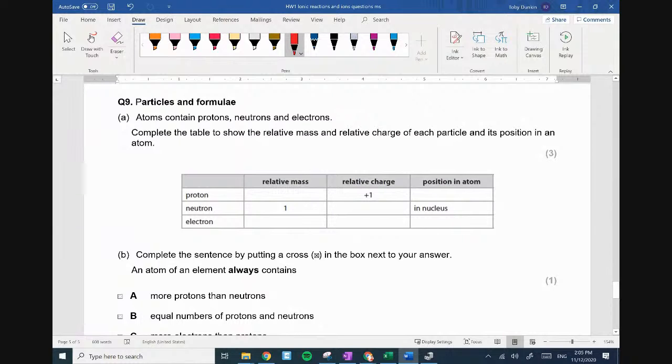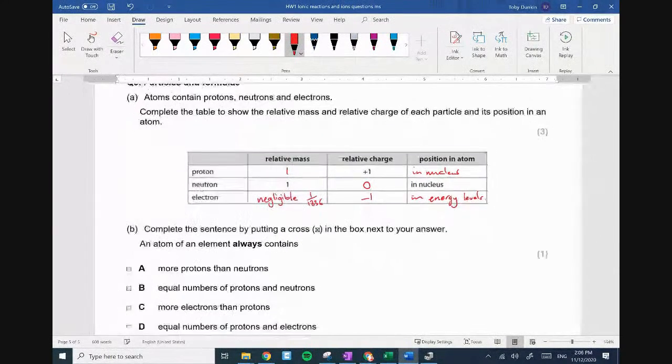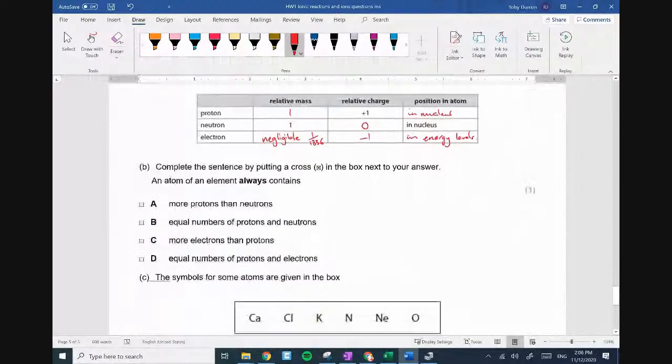Always nice to remind ourselves. Relative mass of a proton is 1. Relative mass of an electron is negligible, or 1/1836, if you prefer. Relative charge, 0, minus 1 for the electron. Position in the atom, nucleus. I'll put in nucleus as well, since they've done it, and I'll put in energy levels. Yeah, in energy levels. Like it.